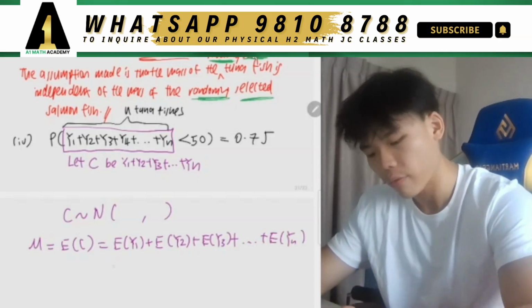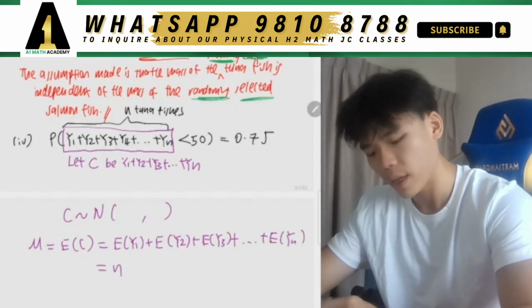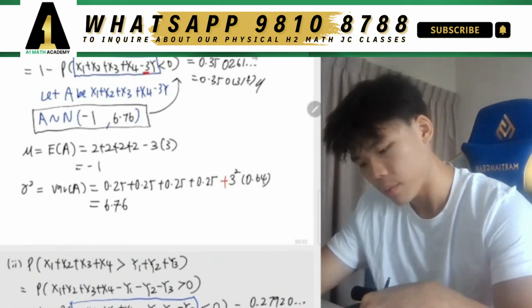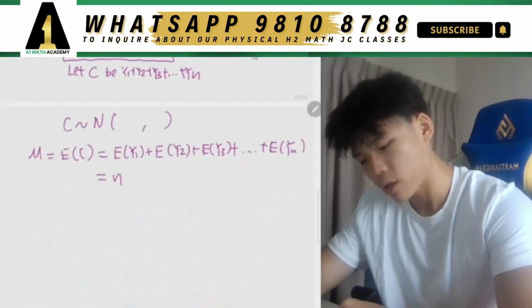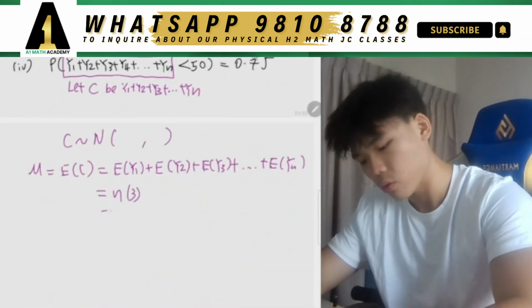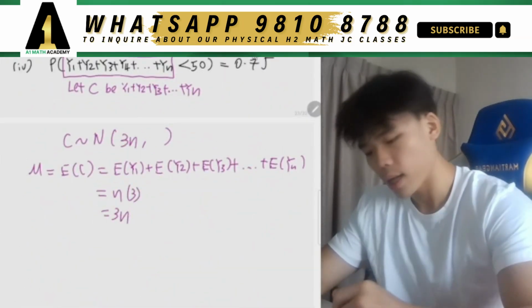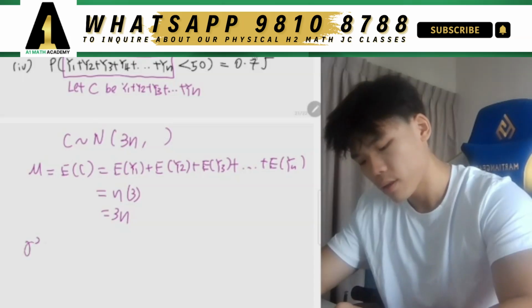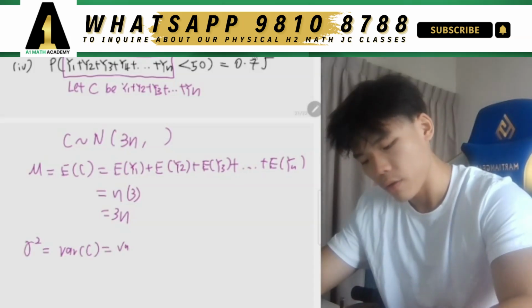So in the end, you have n number of expectation of y, right? And that means that would be n times 3, which gives you 3n. And then you have your variance of C, which is just your variance of y1.